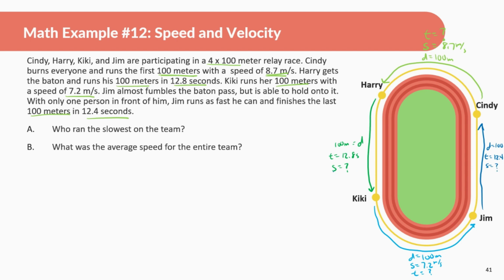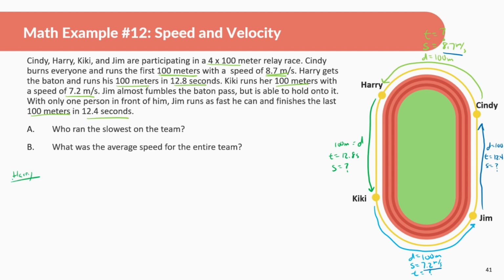Okay, so now this should be getting more manageable. What we're looking for is what everyone's speed is at first. And we have two people's speed, Cindy and Kiki, but we need to figure out what Jim's and Harry's are. Once you're able to break it down, the problem becomes a lot more manageable. So let's look at Harry's.